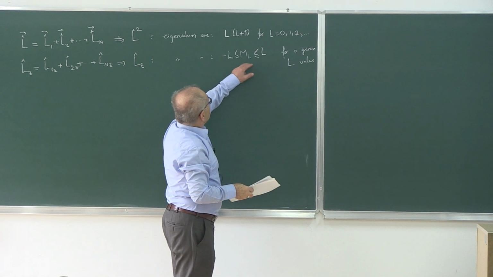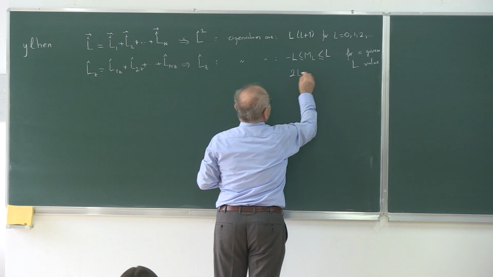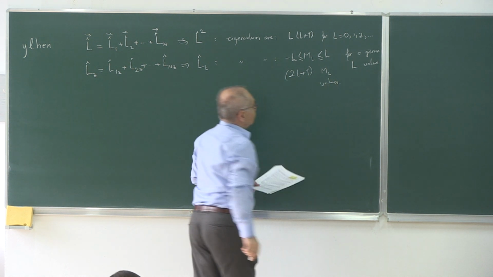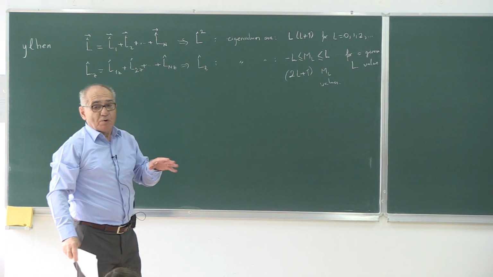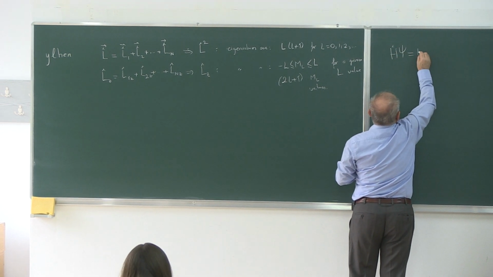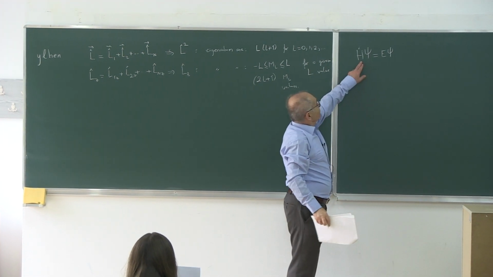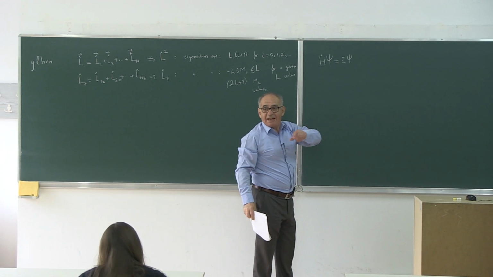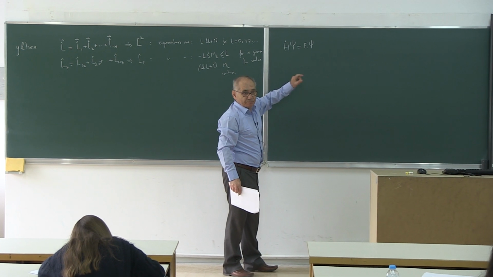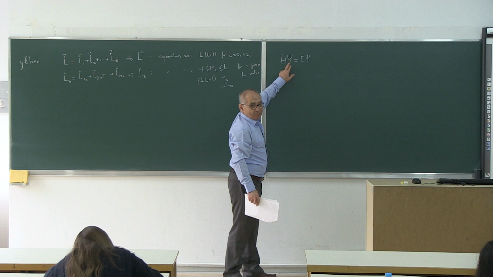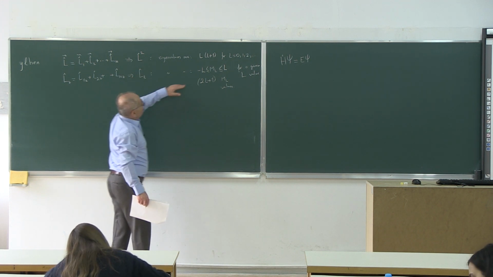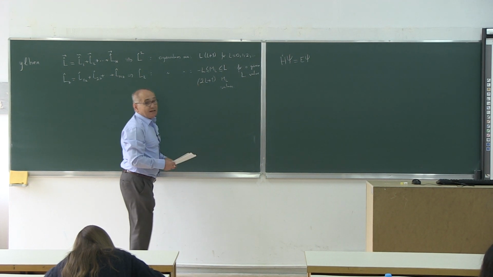And there are 2 times L plus 1 ml values. Okay. So this means that here, this is the Schrödinger equation for the electrons in any atom. H is the electronic Hamiltonian, and psi is the electronic state function. The exact solutions of this Schrödinger equation for psi must also be eigenfunctions of L square and Lz with such eigenvalues.